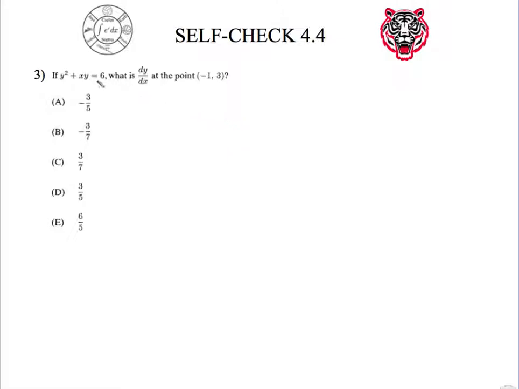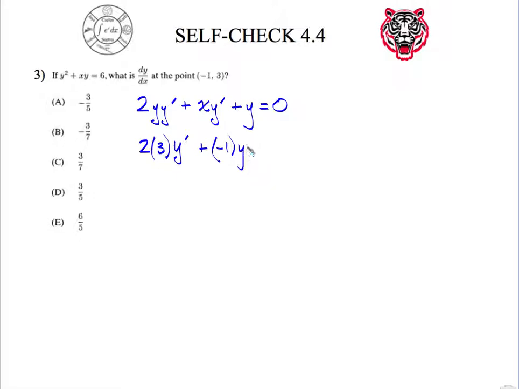All right, number 3. I'm finding dy dx, therefore I'm taking the derivative of all this. Do that for me, someone. Carly's been doing a lot of work, so hopefully someone other than Carly. I can do it. All right. So 2y y prime plus x y prime plus y is equal to 0. Perfect. So then you plug in 2 times 3, which is 6, y prime, plus negative 1 y prime, plus 3 is equal to 0.